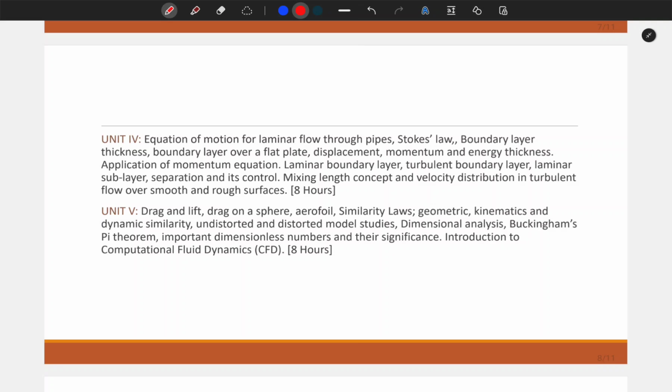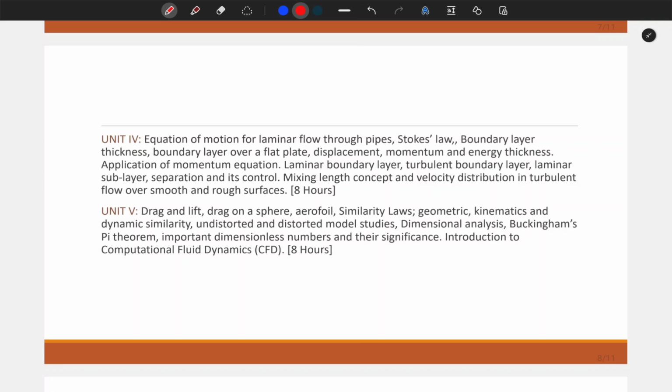In Unit 5, we have to study drag and lift. Drag and lift are the forces whenever a fluid flows over any object or an object moves in a fluid. There are some forces which act between the object and the fluid. These forces are discussed in Unit 5.